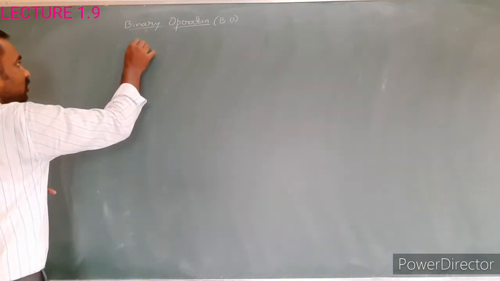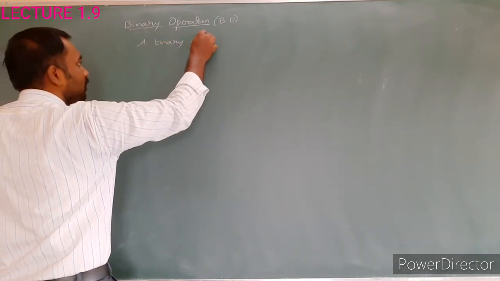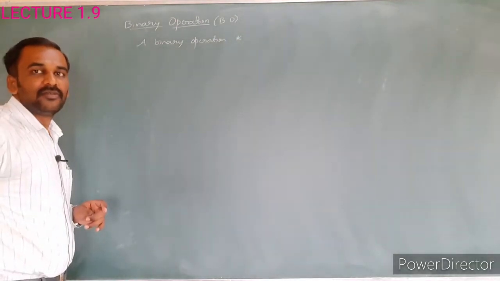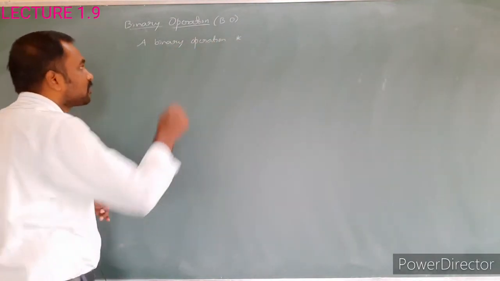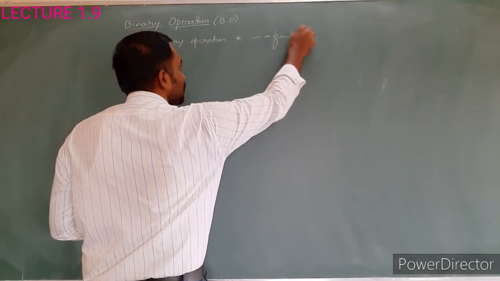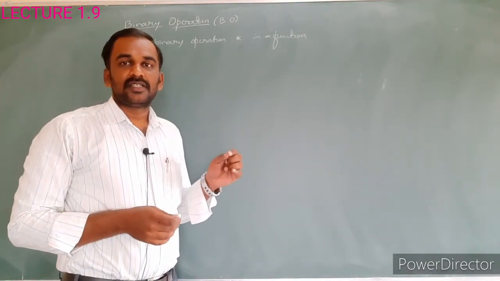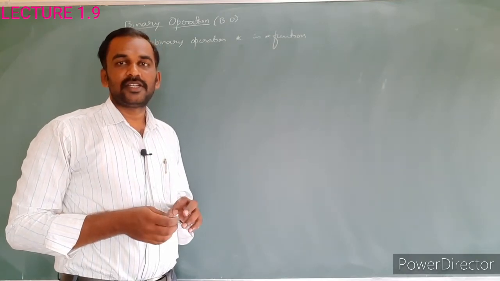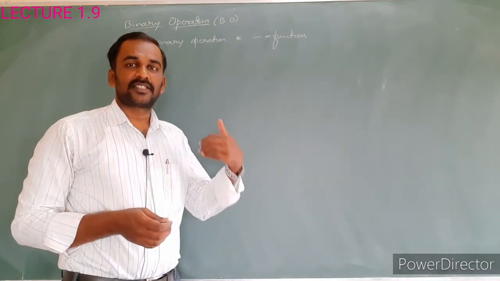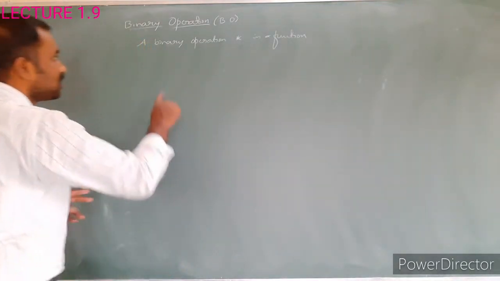Anyway, the binary operation is denoted by star. Star is said to be a binary operation when it is a function. This is the function. Already you know the definition of the function. What is a function? F is a relation from the two non-empty sets A into B is said to be a function if every element of the domain set has one and only one image on the codomain set.